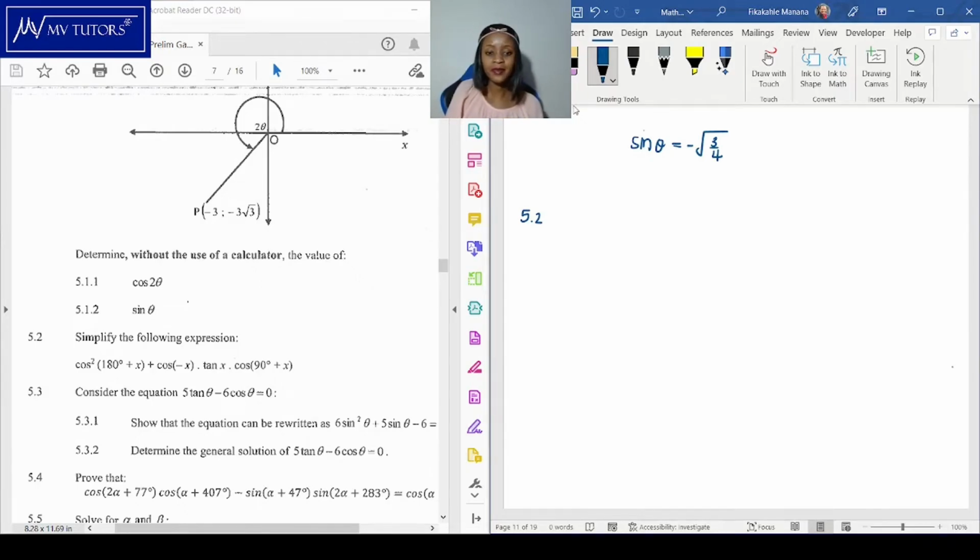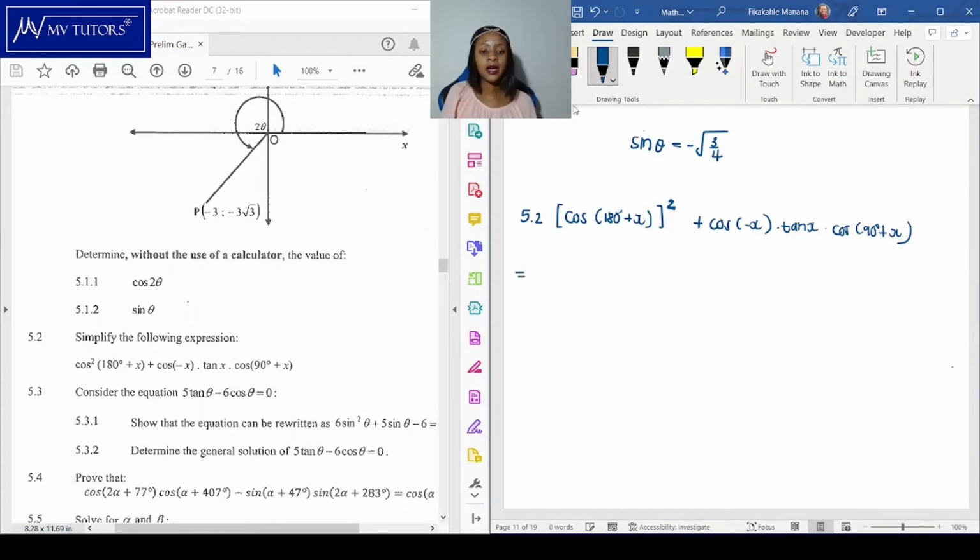So we have cos squared (180 plus x). I'm going to write it like this, 180 plus x, and I do this because sometimes we can make errors. Like we know that 180 plus x is in the third quadrant and cos is negative, and we put the negative outside, forgetting that the whole expression is squared. So I prefer putting it this way. Okay, and then we have plus cos(negative x), tan x times tan x, okay, times cos(90 plus x).